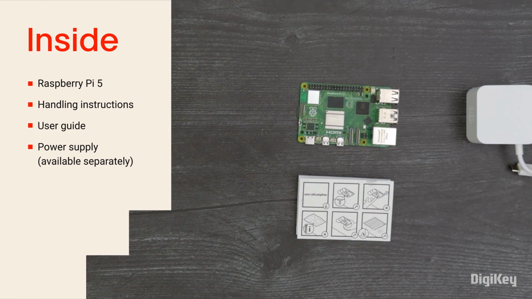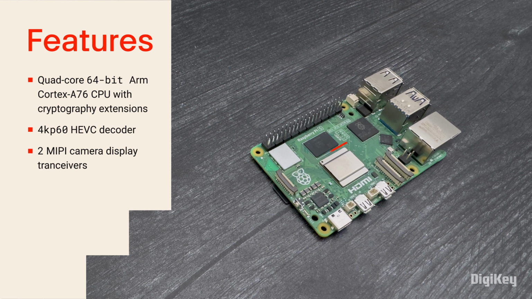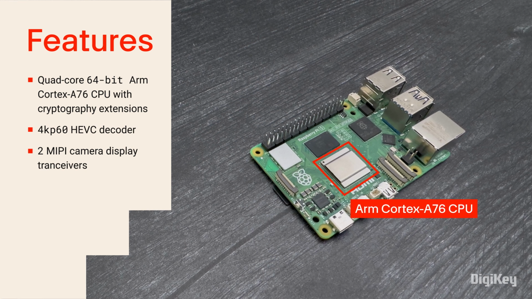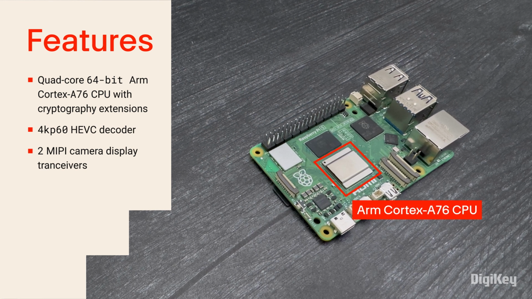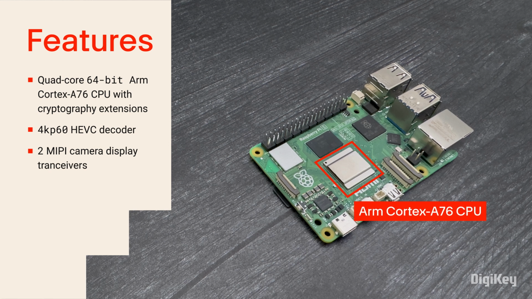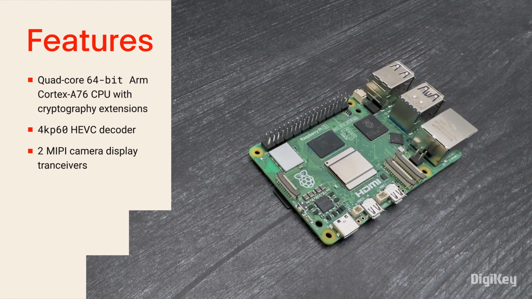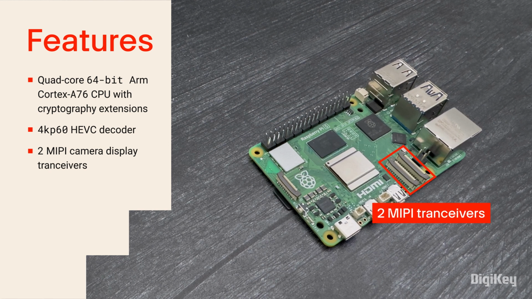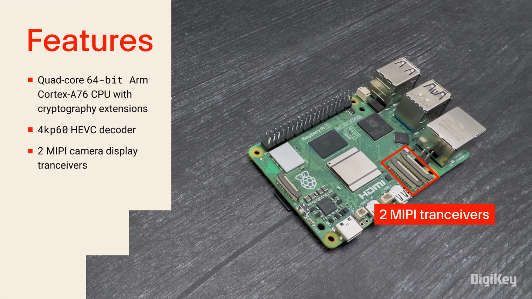Inside the box, you'll find handling instructions and a user guide along with your Raspberry Pi 5. The Raspberry Pi 5 is based on a quad-core 64-bit Arm Cortex-A76 CPU with cryptography extensions, a 4K P60 HEVC decoder, and 2 MIPI camera display transceivers.